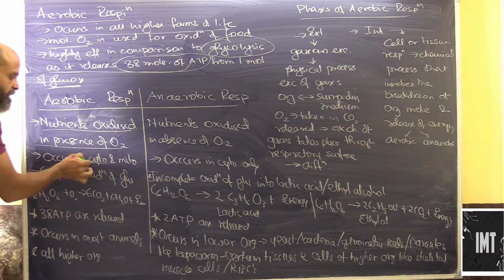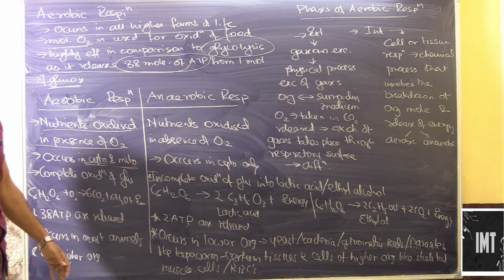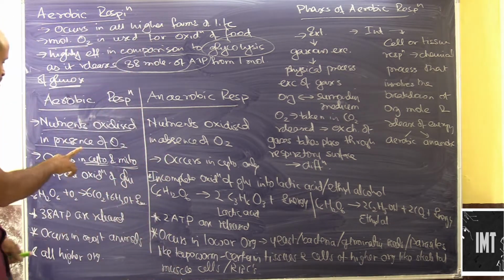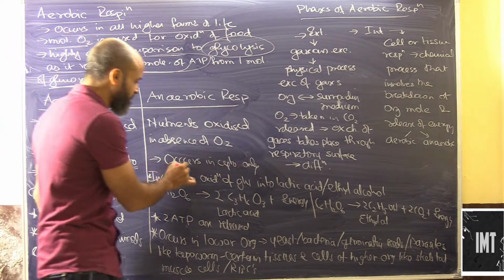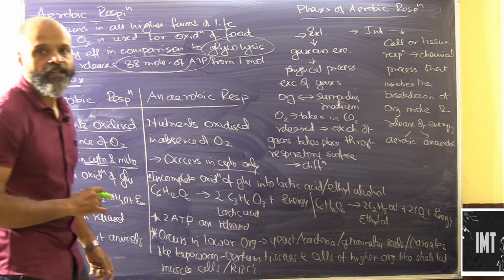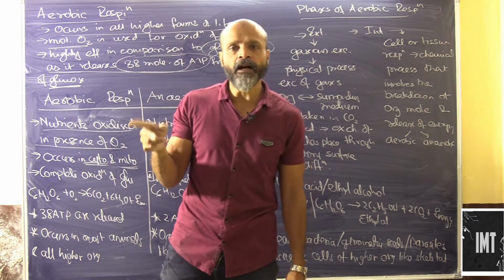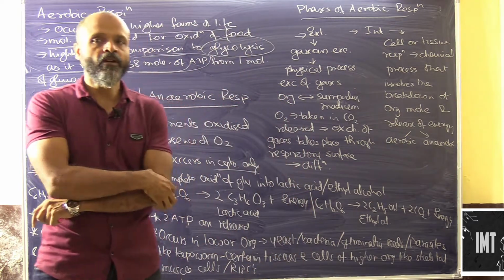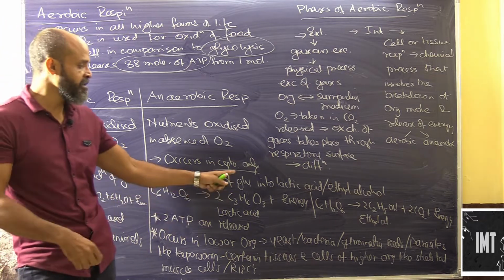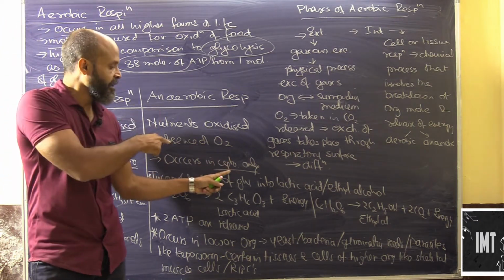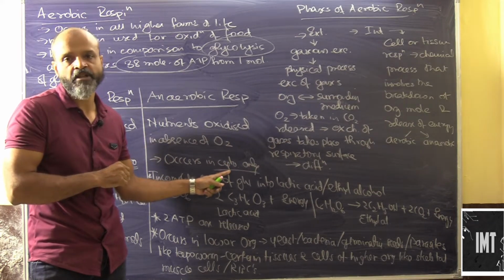Aerobic respiration occurs in both sites, cytoplasm as well as mitochondria. Anaerobic respiration occurs only in the cytoplasm. Hence, RBCs in humans and mammals do not contain mitochondria; they only contain cytoplasm. Hence, in RBCs, anaerobic respiration takes place.